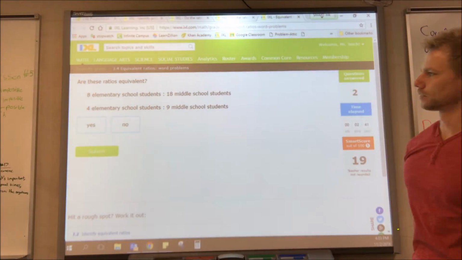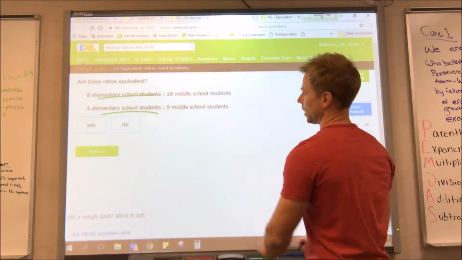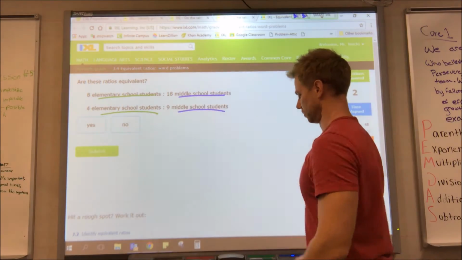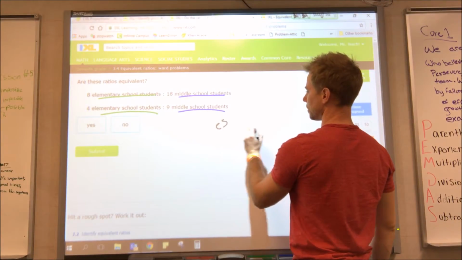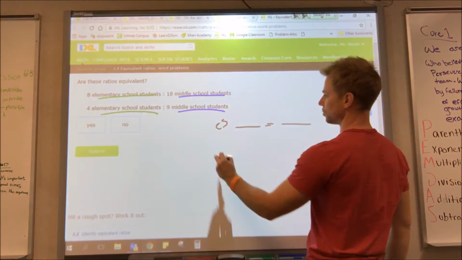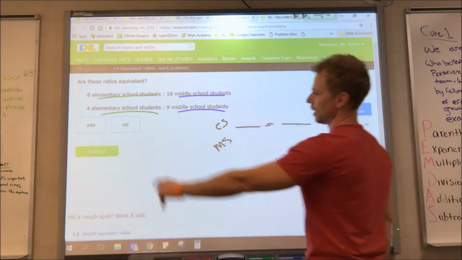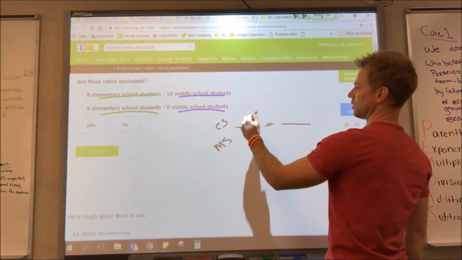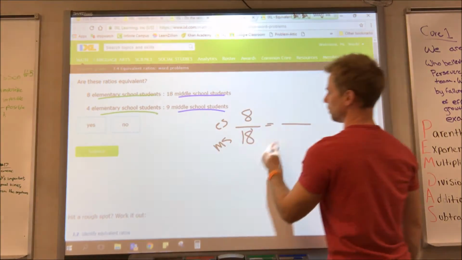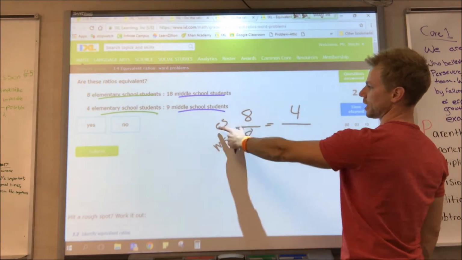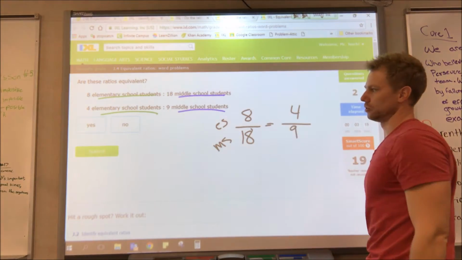Okay, here we have labels of elementary students, and we have labels of middle school students. So when I write my proportion, I'm going to put ES on top for elementary students. I'm going to put MS on the bottom for middle school students. I have 8 elementary students for every 18 middle school students. I have 4 elementary students. That has to go on top because that's where elementary students are. For every 9 middle school students.